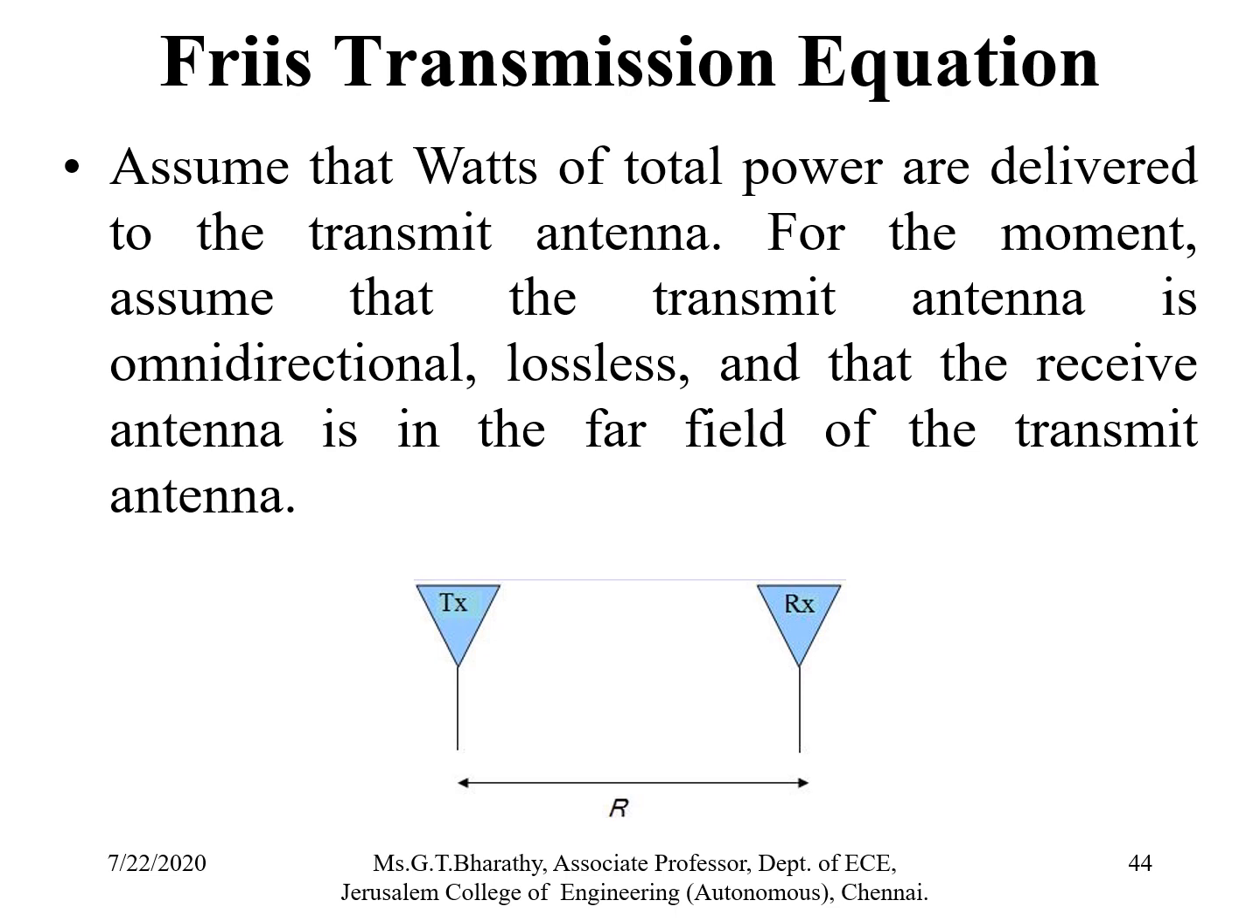This Friis transmission equation is derived based on three basic assumptions. First assumption is the transmitting antenna and the receiving antenna are omnidirectional. Second assumption is that both the antennas are lossless. And the third assumption is that the receiving antenna is at a distance r, which is in the far field of the transmitting antenna. So based on these assumptions only, we are going to write the formula of the Friis transmission equation.